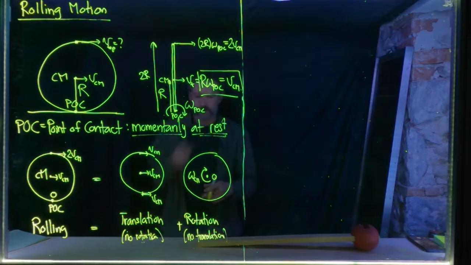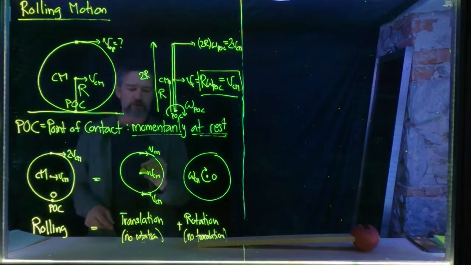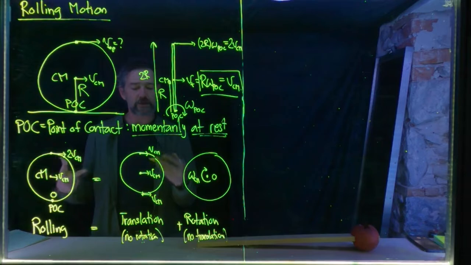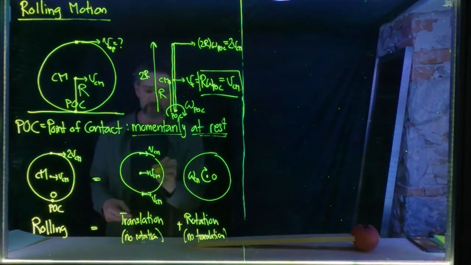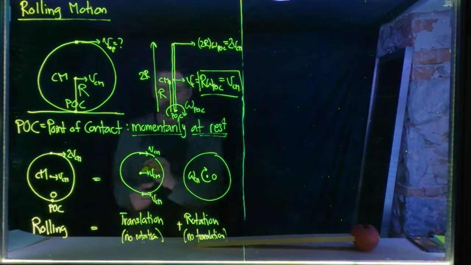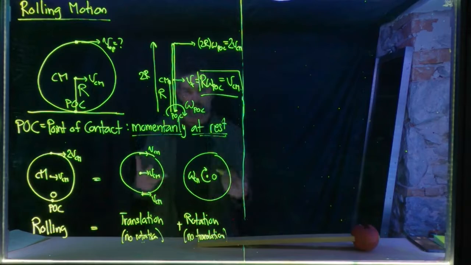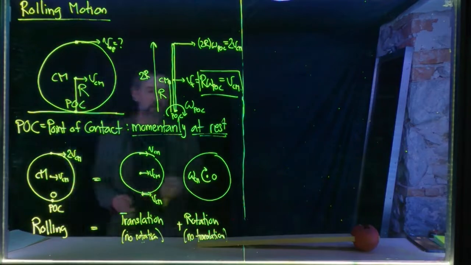Now you might guess that omega center of mass equals omega point of contact, but we'll actually prove that right now, okay? So the idea is, if we look at the center of mass point, in the translation with no rotation, it's moving to the right with a speed VCM. In the rotation with no translation, it's not moving. So if we add the two motions, VCM plus 0 is VCM. So we account for the motion of the center of mass point.